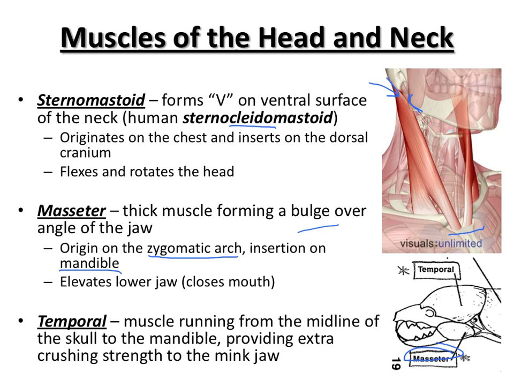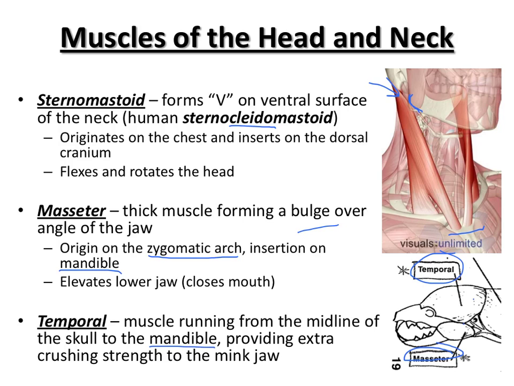I also want you to be familiar with the temporal muscle. This runs from the midline of the skull down to the mandible. So it's basically from the top of the head around the side of the head to the mandible. In humans, this really doesn't do a whole lot for you. It helps you make some facial expressions, and is oftentimes the cause of headaches actually. But in a carnivore like a mink, this is huge because it also helps to allow them to lock their jaws and have some crushing strength to their bite. So as a carnivore, it's important for that.